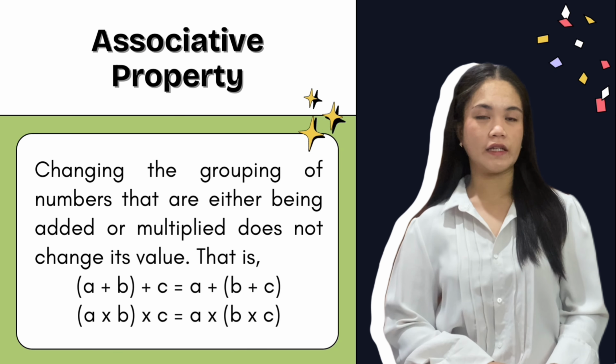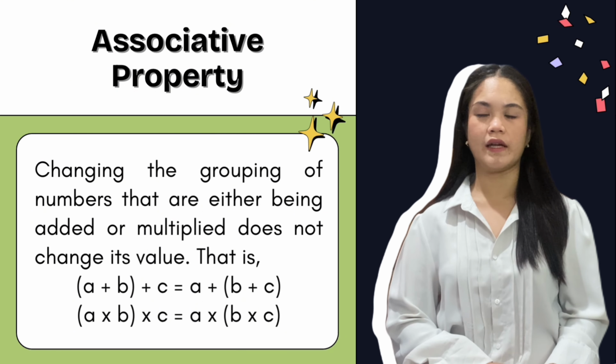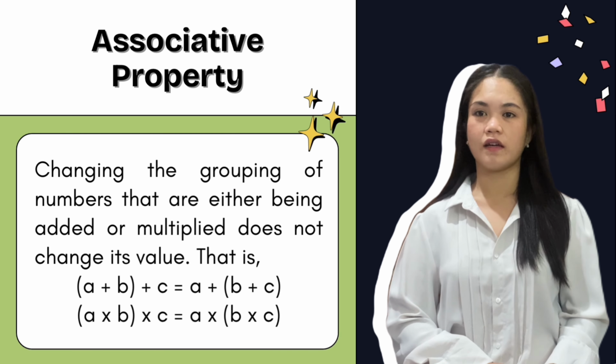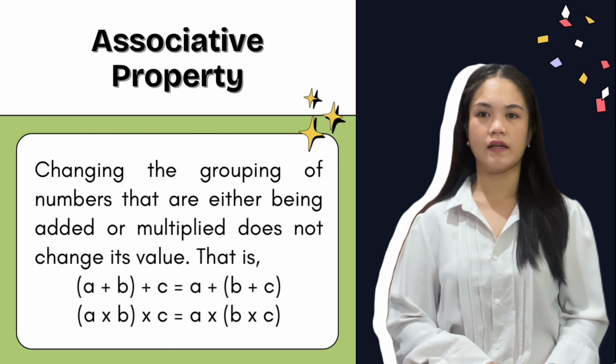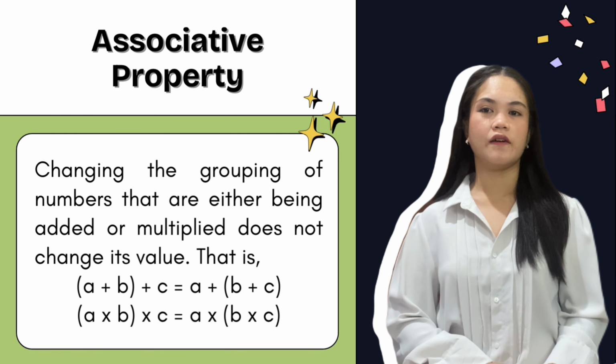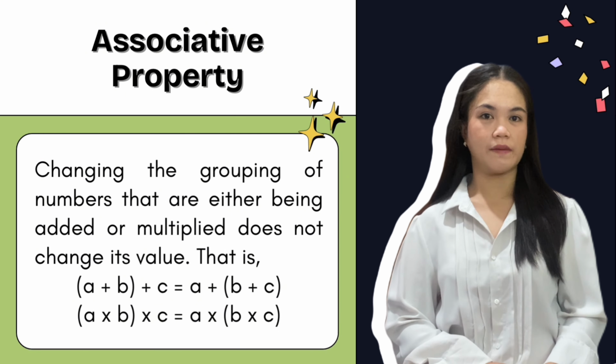The next property is associative property. Changing the grouping of numbers that are either being added or multiplied does not change its value. That is, the quantity of a plus b plus c is equal to a plus the quantity of b plus c, and the quantity of a times b times c is equal to a times the quantity of b times c. The expression inside the parentheses should be solved first.